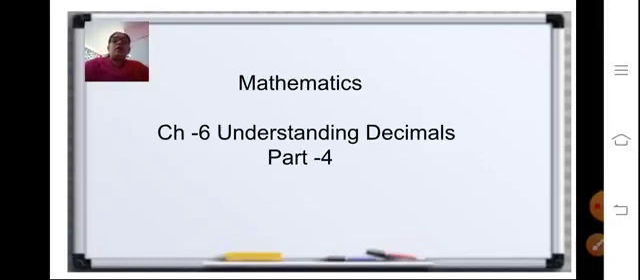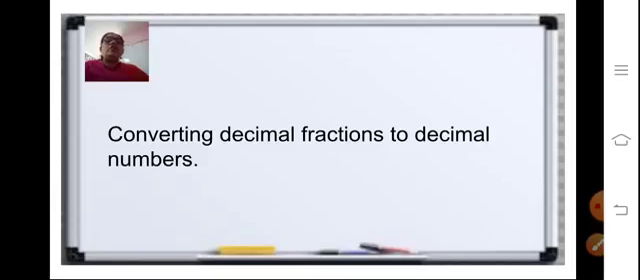Now, before the exam, we had studied, I think we were doing chapter 6. In the last class, that is before the exam, we studied about like and unlike fractions, and also we had learned how to convert unlike to like decimals. So today, continuing with the same chapter, we'll be doing part 4, and today we'll be learning about how to convert decimal fractions to decimal numbers.